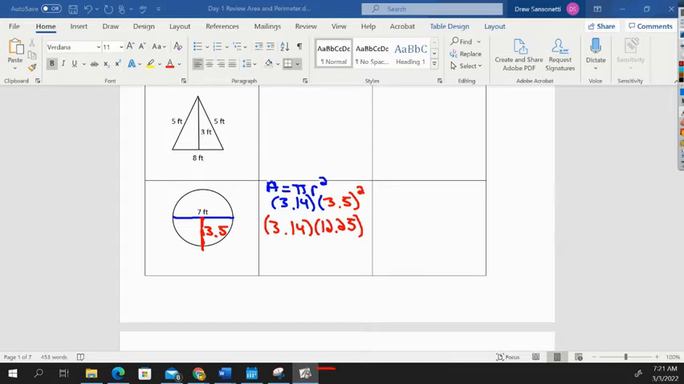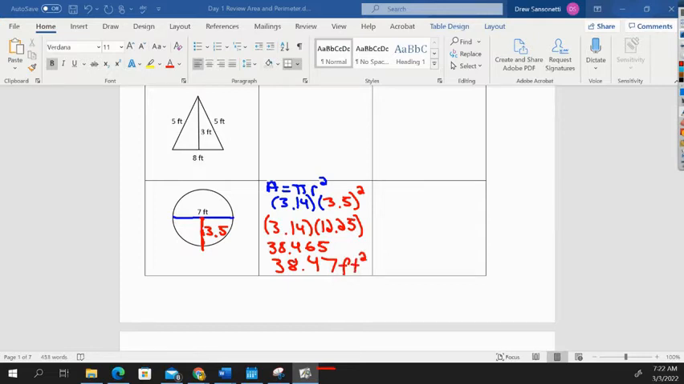And I'm going to get a number which we will end up rounding. I got 38.465. Let's round that to the nearest hundredth, which will be 38.47. And we want to make sure we say feet squared.